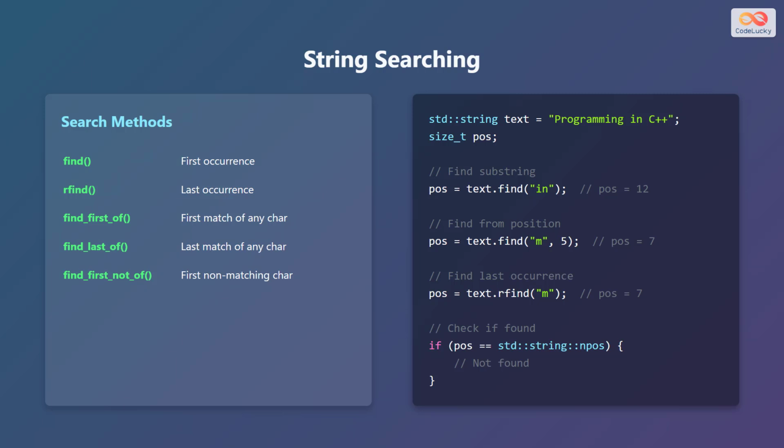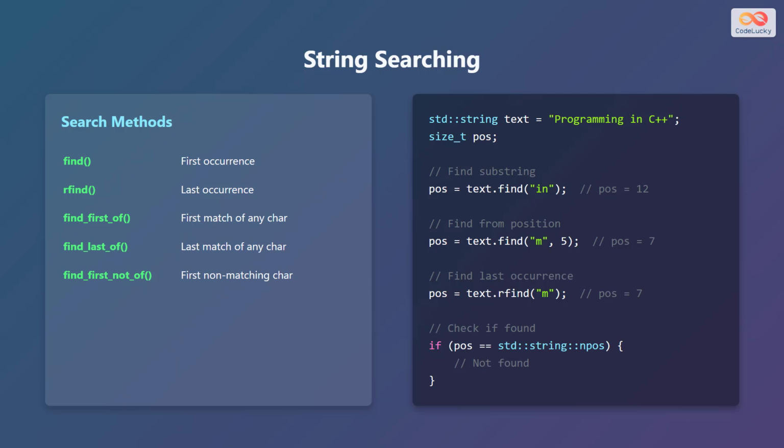The find_first_of method searches for the first occurrence of any character from a specified set of characters. The find_last_of method searches for the last occurrence of any character from a specified set of characters. And the find_first_not_of method searches for the first character that does not match any character from a specified set of characters. Here's a code example.